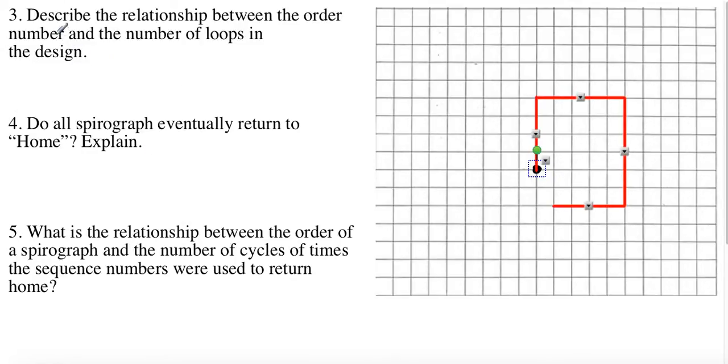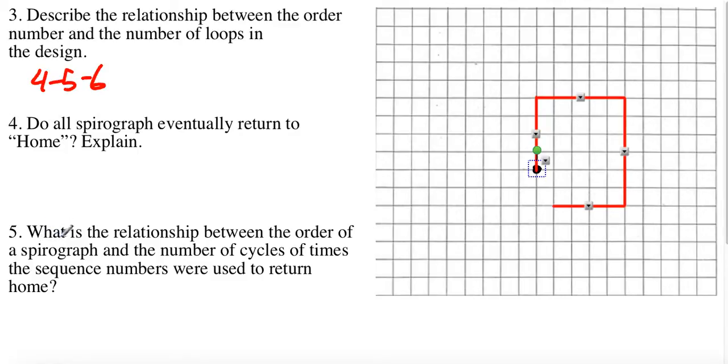Over here, for question 3, we want to know, describe the relationship between the order numbers and the number of loops in the design. So eventually you'll see this start to loop and loop in and loop out again. And we want to know, is there a relationship between the 4, 5, 6, or whatever number sequence you have, and how many loops you'll eventually see? We also want to know, do all the spirographs eventually return home? Do they eventually lead back to this original point?